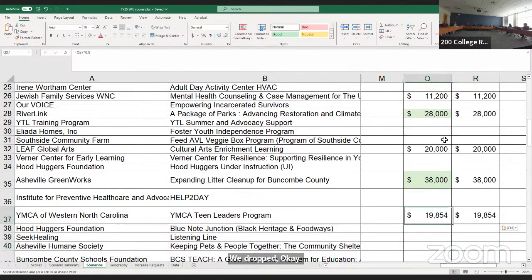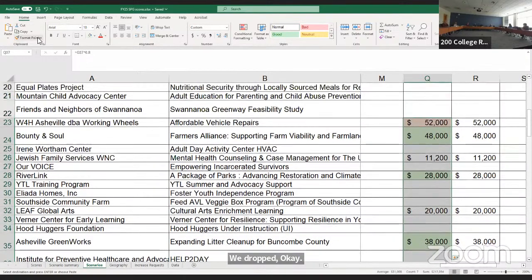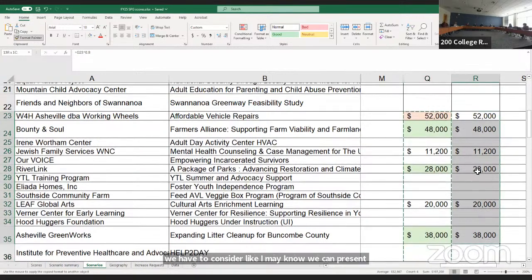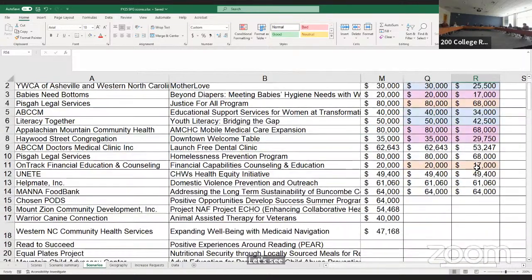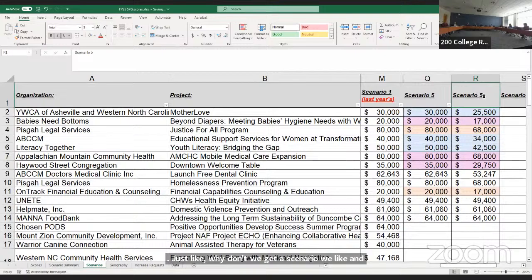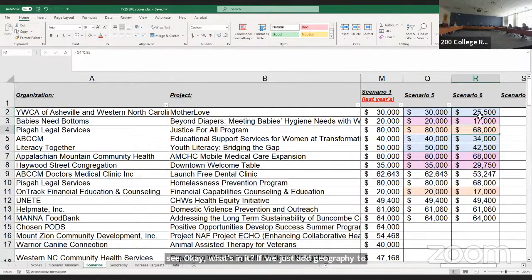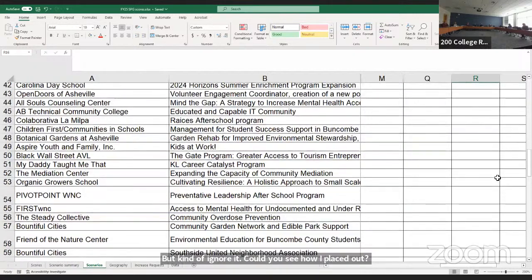Yeah, focus area. But I think geography, we have to consider. Are we gonna present and say everything's from Nashville? Let's see what the scenario yields. Why don't we get a scenario we like and pause and then say, okay, what's in it? If we just add geography to every scenario, but kind of ignore it, but just see how it plays out. Yeah, just have the information. We may get a scenario we like that works geography wise.